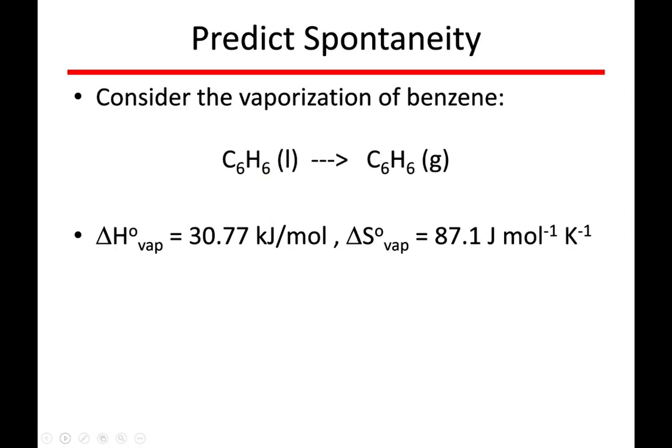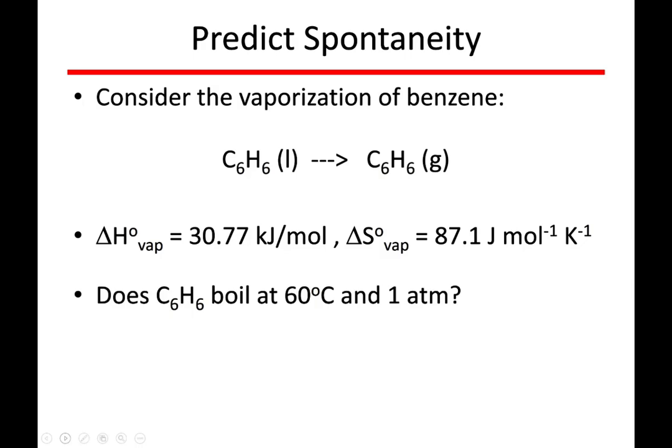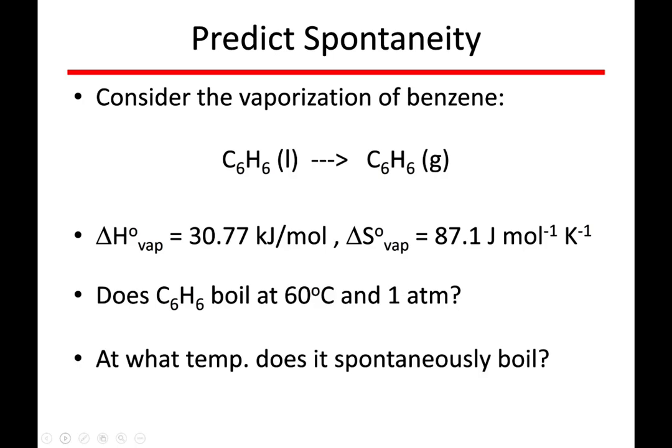What we're going to do here is consider the vaporization of benzene, or that's C6H6. So vaporizing benzene has a delta H of vaporization at standard conditions of 30.77 kilojoules per mole and a standard delta S of vaporization of 87.1 joules per mole per Kelvin. We have to predict whether or not C6H6 will boil at 60 degrees Celsius in 1 atmosphere, and if it doesn't, we need to figure out at what temperature it will spontaneously boil.